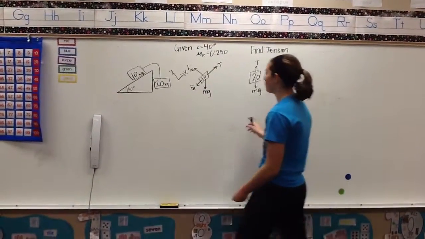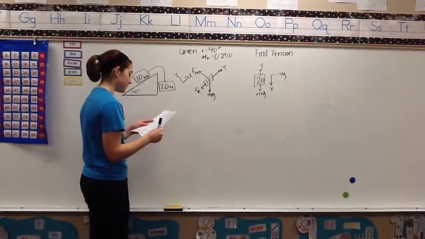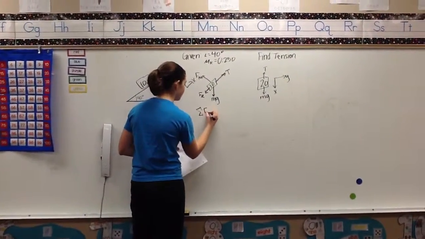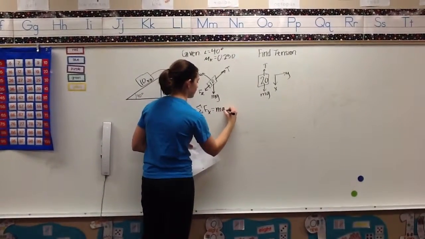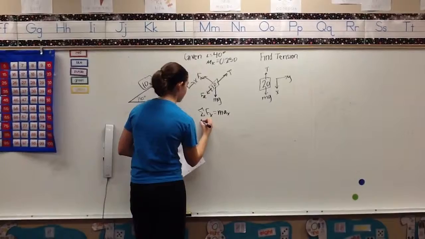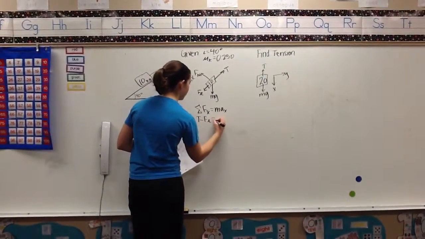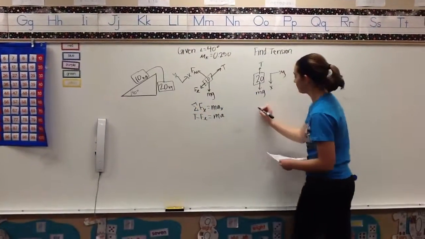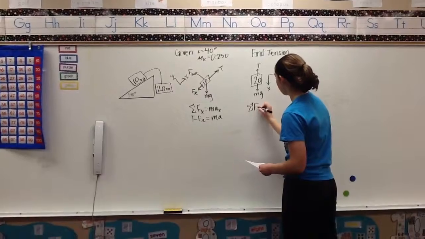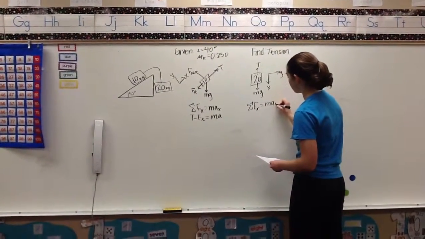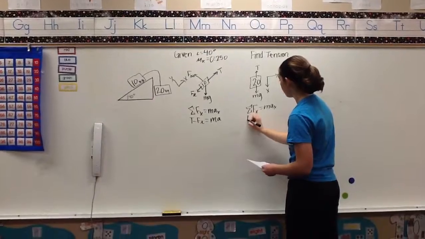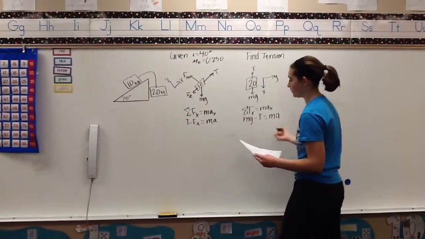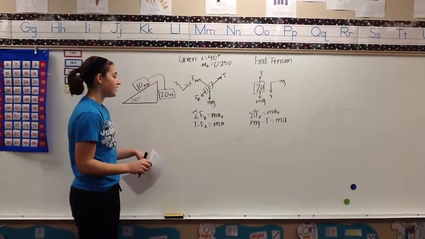So then after you have the free body diagrams, you have to do the sum of forces in each direction. So for this one, the sum of forces in the x direction equals mass times acceleration. So it would be tension minus friction equals mass times acceleration. And for this one, the sum of forces in the x direction equals mass times acceleration. So it would be weight, which is mg, minus tension equals mass times acceleration.